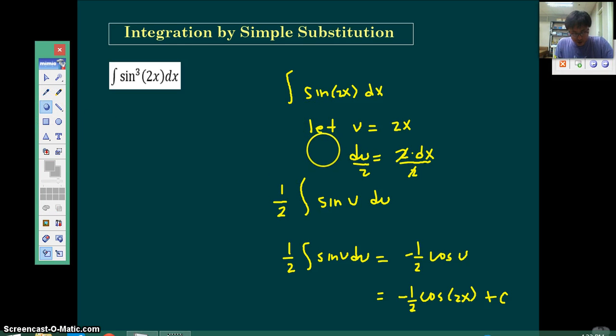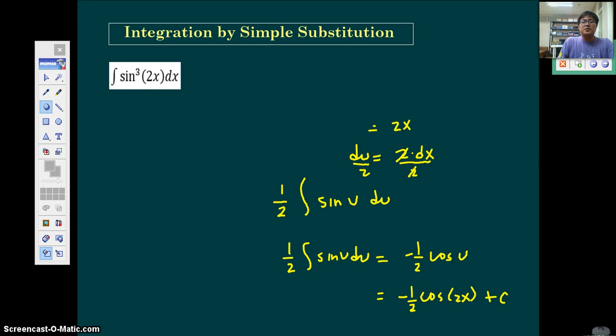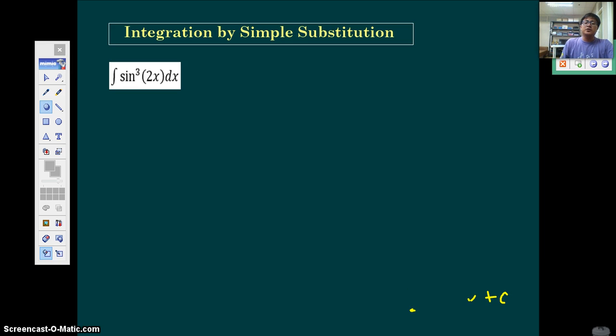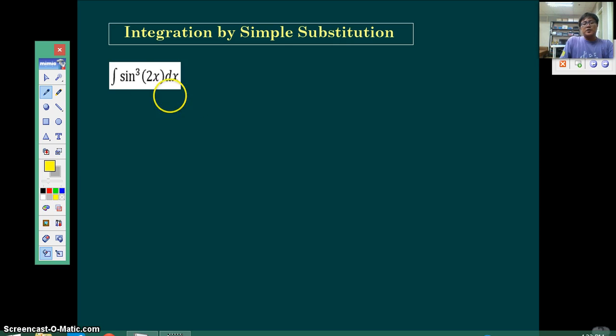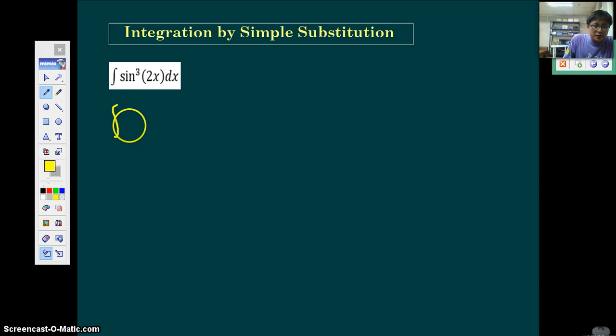Okay, but however, that's not the problem. The problem is the integral of sine cube 2x. There's a power there, so we have to... illustrated that it would be a lot easier if the power is not there, but the power is 3. So how do we use the technique here, the technique of substitution? Of course, you have to recall your trigonometric identities in evaluating this.